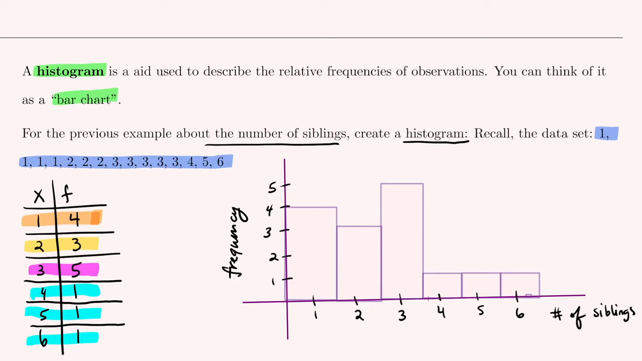So from this, we can quickly visualize and see that the data item 3 was the most frequently occurring data item. Specifically, it occurred 5 times. Data items 4, 5, and 6 were the least occurring responses, and they all occurred 1 time.